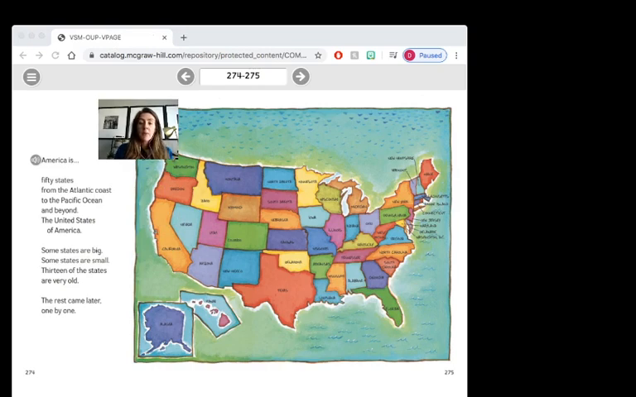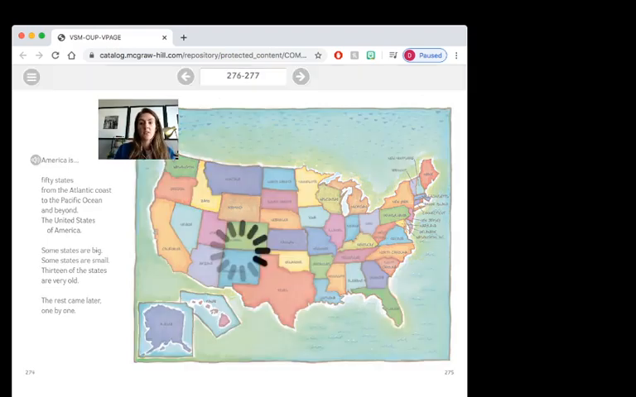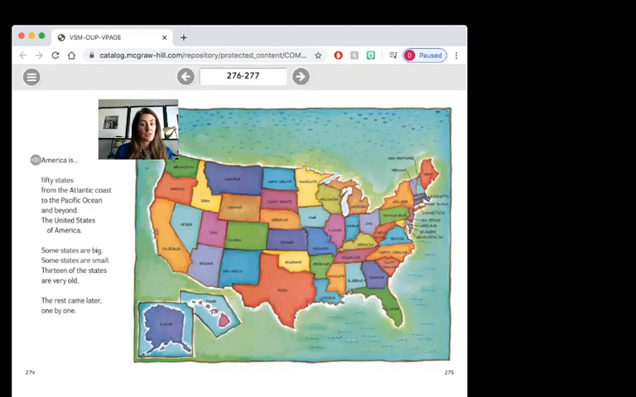Good. So, remember it said 13 of the states are very old. 13 of these states are very old. Those are the 13 original colonies that are the 13 stripes on our flag, which is kind of a fun, interesting fact, right? Good. Gives us lots of detail on this page, from the Atlantic coast to the Pacific Ocean. Good. Again, I like that picture of the map.